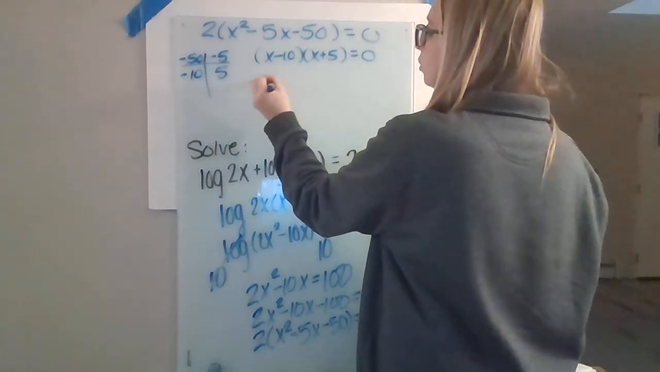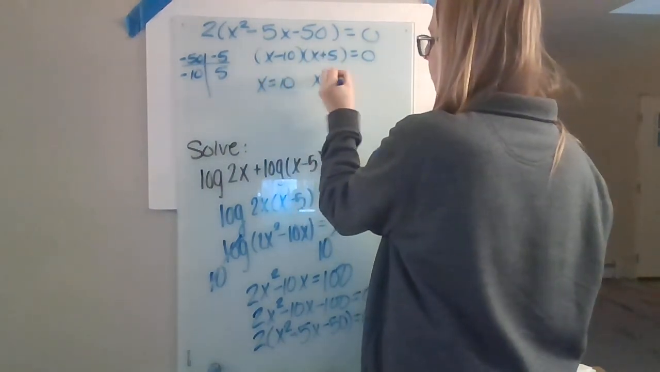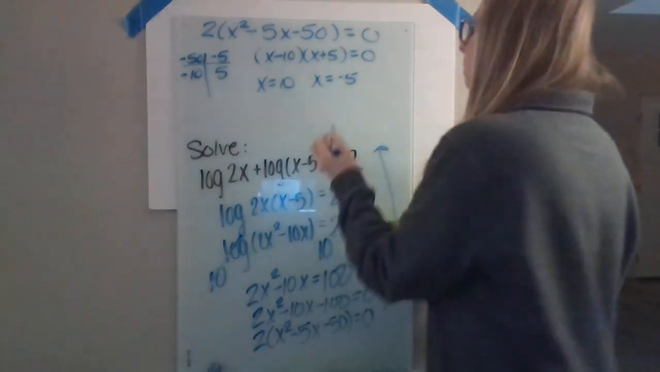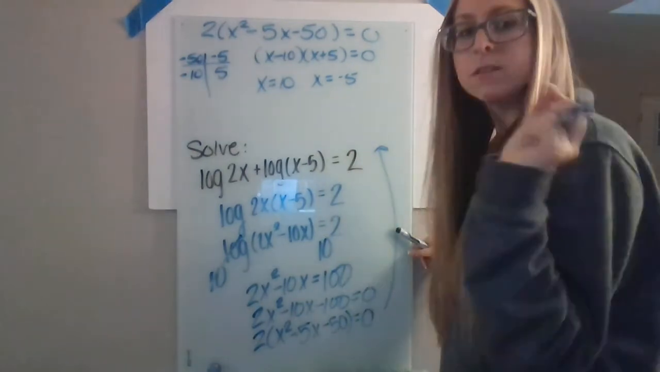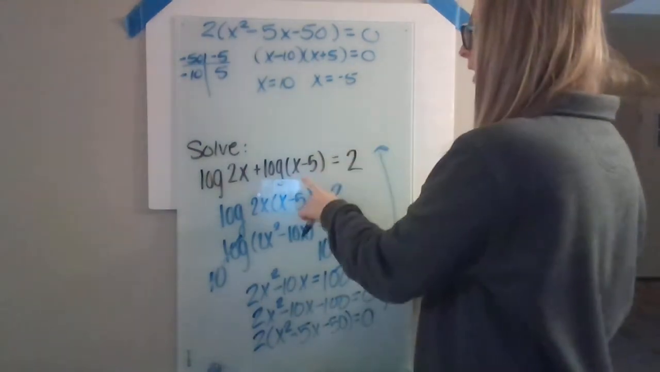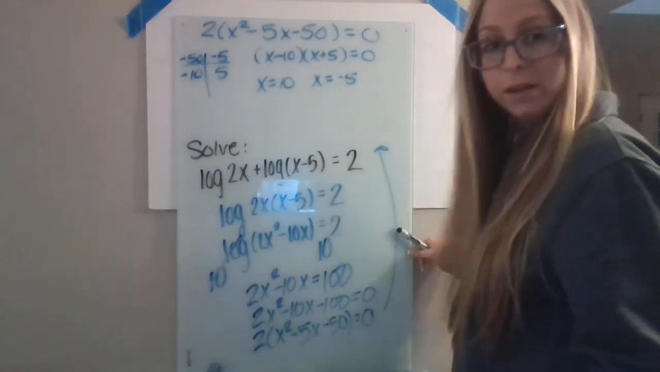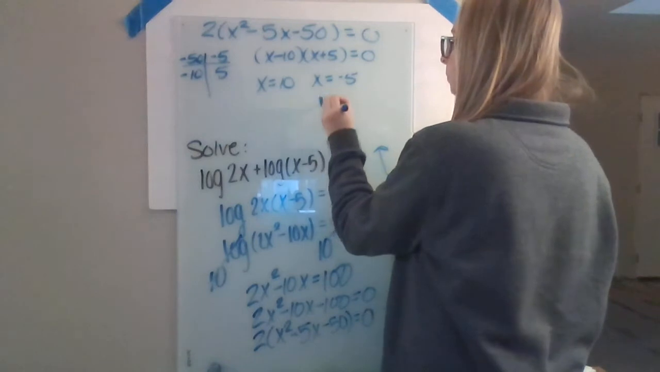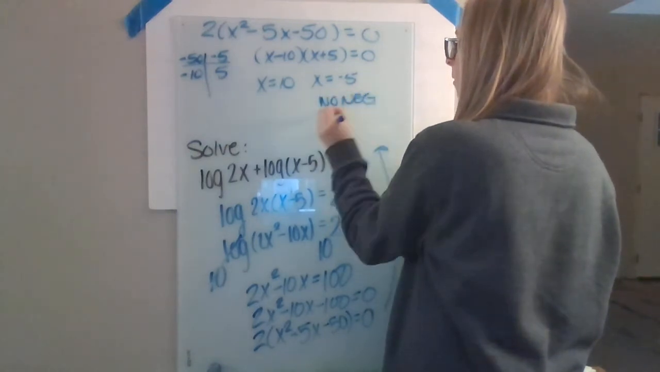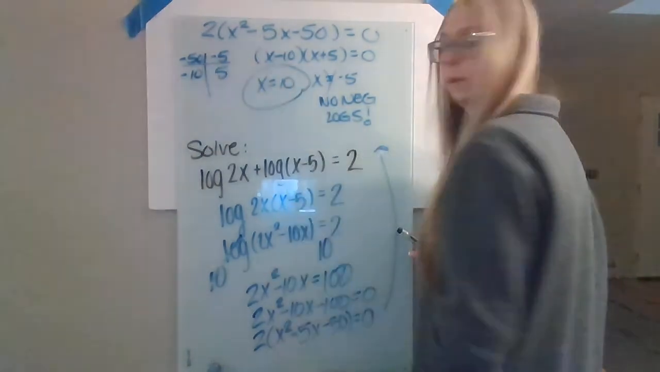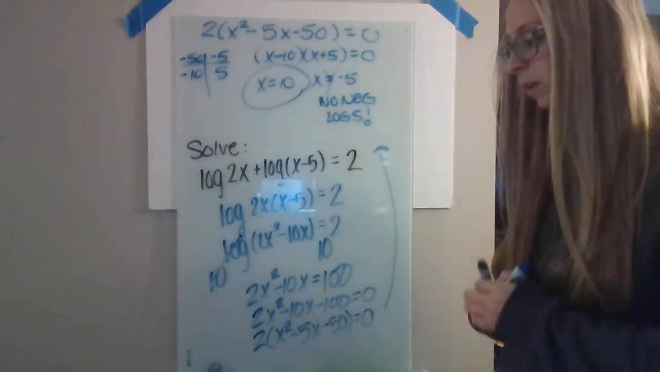So our answers, you would think, are 10 and negative 5. But you cannot, and I repeat, you cannot have negative logs. If I plug in negative 5 to negative 5 minus 5, that's negative 10. I cannot have negative logs. So that one's out, and our answer is 10.